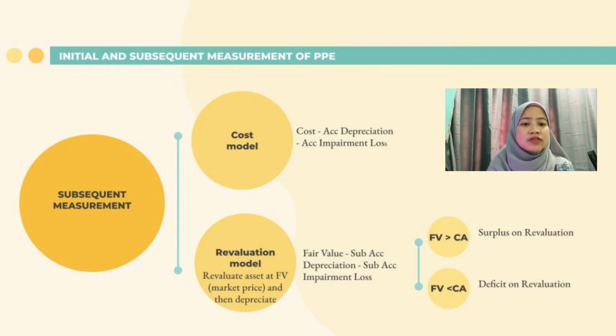However, if a company uses revaluation, revaluation means that they value the asset again and compare it with fair value, then you depreciate it. Fair value is actually a market price. So when you revaluate, you will either get a surplus or deficit on revaluation. How do you know it's a surplus? When you compare fair value and carrying amount, if the fair value is more than the carrying amount, you will get a surplus on revaluation. But if the fair value is lower than the carrying amount, you will get a deficit.